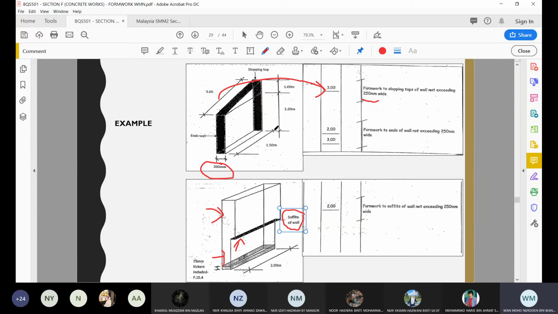Kita ada 2 meter dan 3 meter. 2 meter ni merujuk pada this ends, and 3 meter is actually another ends here lah. 2 plus 1. Okay. Yang ni 3 meter. Yang ni 2 meter. This one, formwork to soffit of wall not exceeding 250 mm wide. Okay. Sama juga macam tadi. So length dia ambil daripada 2 meter. This one.